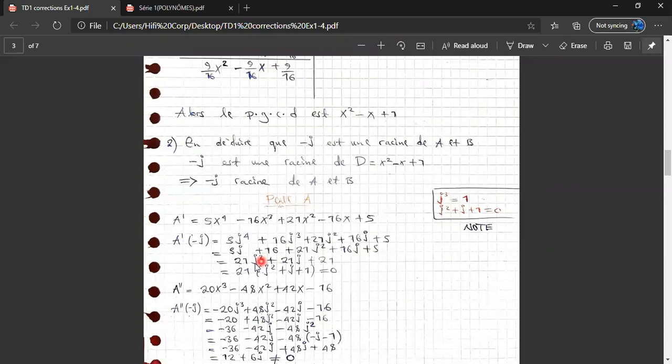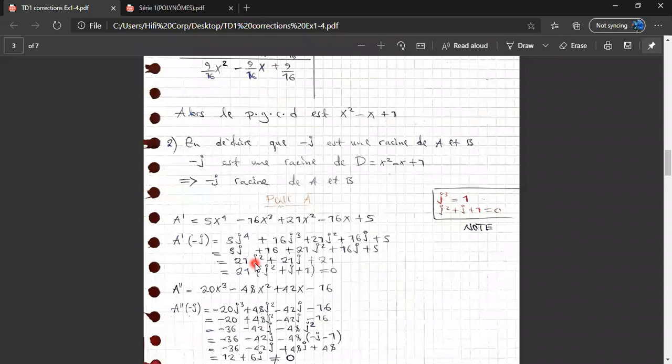Sorry to disturb. Yeah, I've got a question on the j power 3. Yes, my friend. How is it giving us 1, or is it j power 4 which is giving us 1?